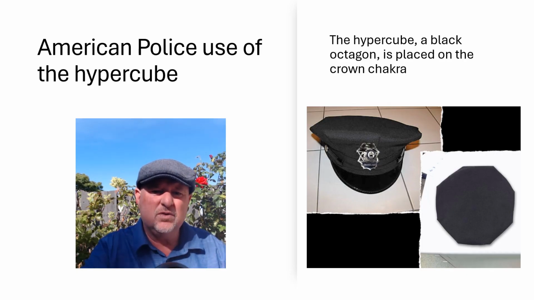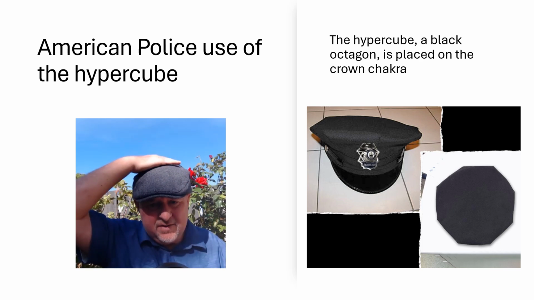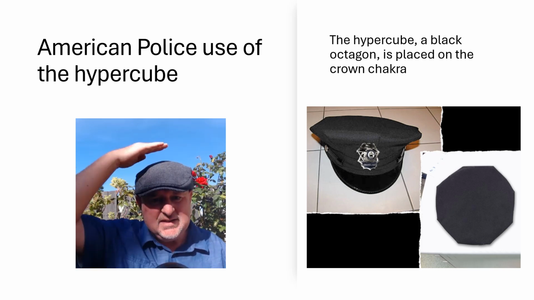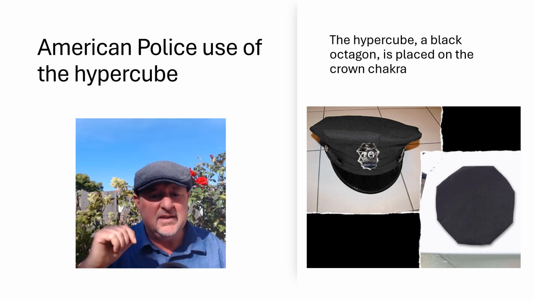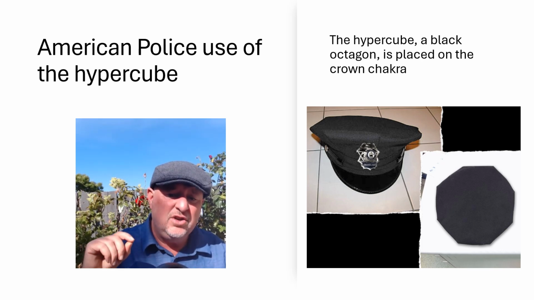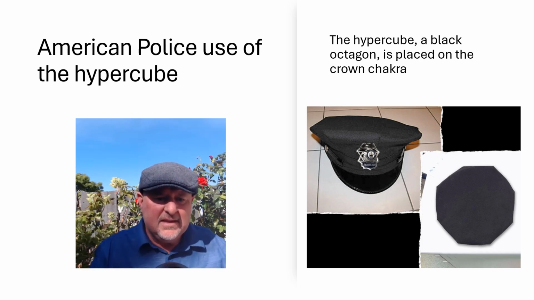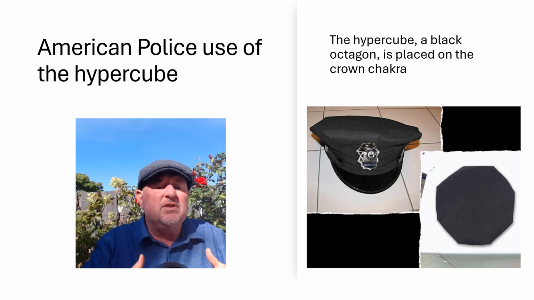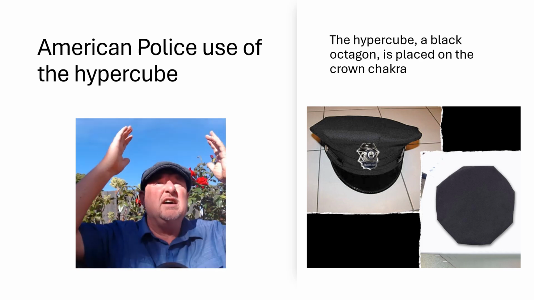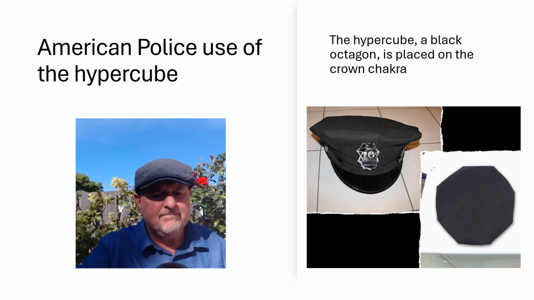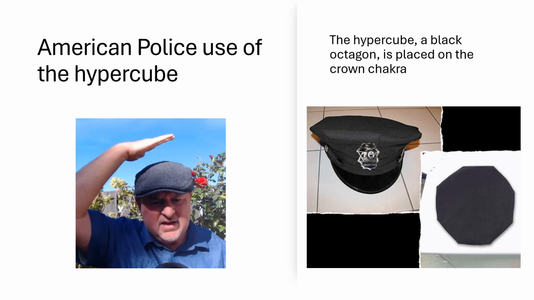Now, American police also have a usage of this symbolism of the hypercube, and that is in the form of a black octagon that is placed on top of the crown chakra. The octagon or hypercube is a symbol of mind control and is placed at the highest point of energy, at the top of the head. The crown chakra represents unity consciousness and the coming together of the left and the right brain hemispheres. This is where the Kundalini energy rises up and eventually pours out to make a deeper connection with oneness, to the Creator, to the universe. But instead, it is being blocked at the highest point by the octagon.